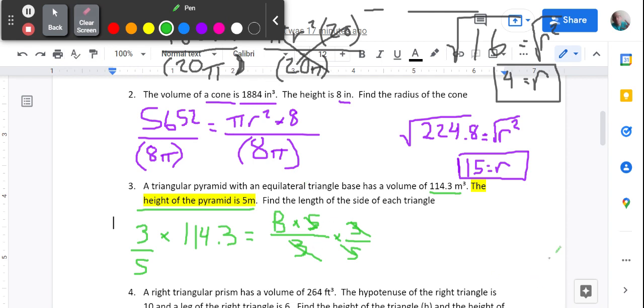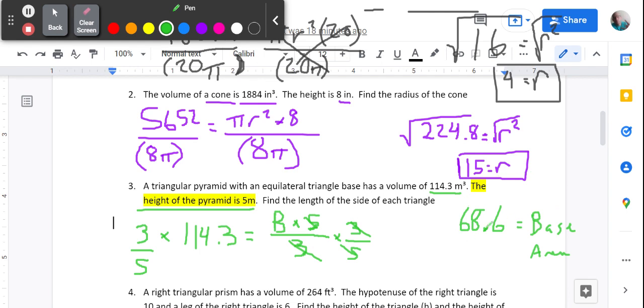All right. So now we're left with our base area, 114.3 times 3 over 5. What does that approximate to? I want to say it's probably 60 something. 114.3 times 3 over 5. 68.58. Okay, we'll call it 68.6. Now remember, 68.6 is our base area.